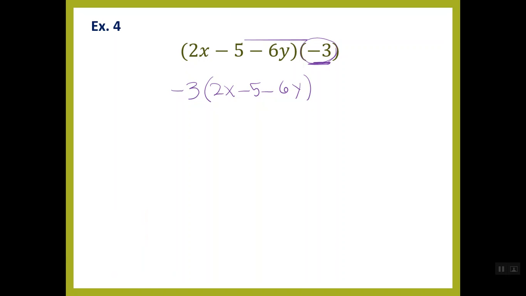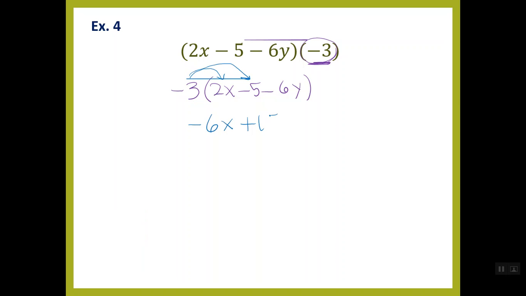So I'm going to now use a different color so you can see clearly what I'm doing. I'm now going to distribute negative 3. So I'm going to say negative 3 times 2x. Negative 3 times 2 is negative 6x. Now, negative 3 times negative 5. I'm not sure why that straight line keeps happening. It's slightly annoying. Negative 3 times negative 5 is positive 15.